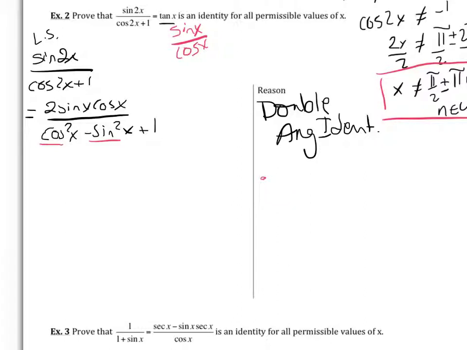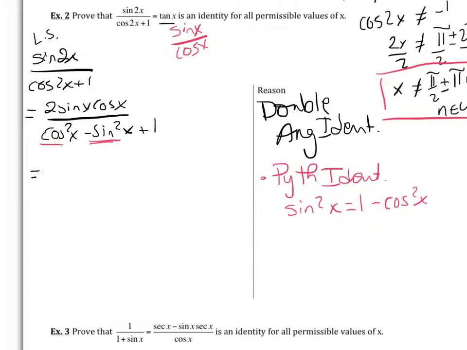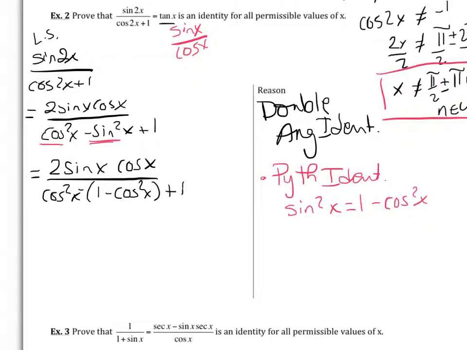So let's use that. So Pythagorean identity, just like we used on the last example, I think I'm going to substitute sine squared because I know I want cos in my denominator. So I know that sine squared x is equal to 1 minus cos squared x. So let's use that. So that means 2 sine x cos x over cos squared x minus 1 minus cos squared x plus 1.